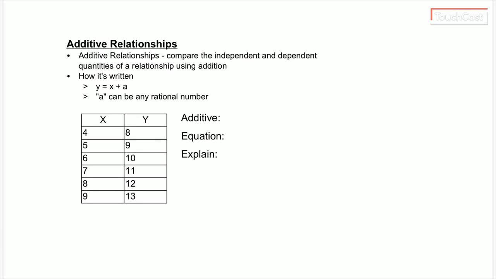So in the table that we have an input of 4 with the output of 8. And as we discussed before, to figure out how we got from 4 to 8, there are two different ways. We could add 4 or we could multiply by 2. 4 plus 4 is 8. So let's see if that works with the next input of 5.